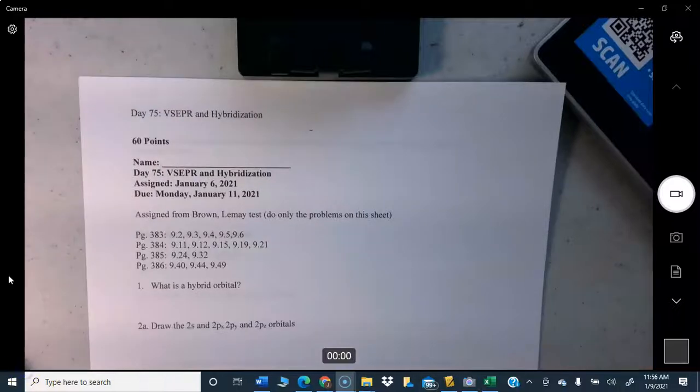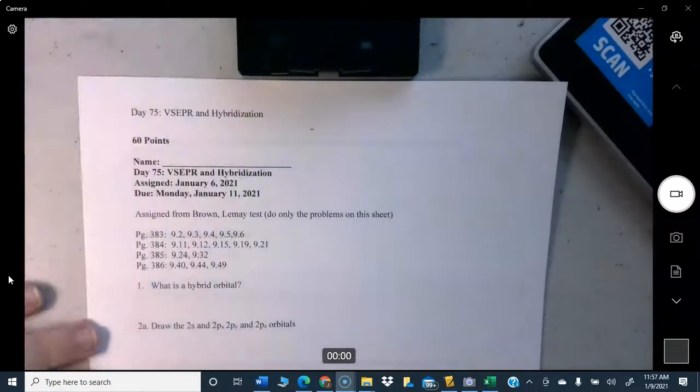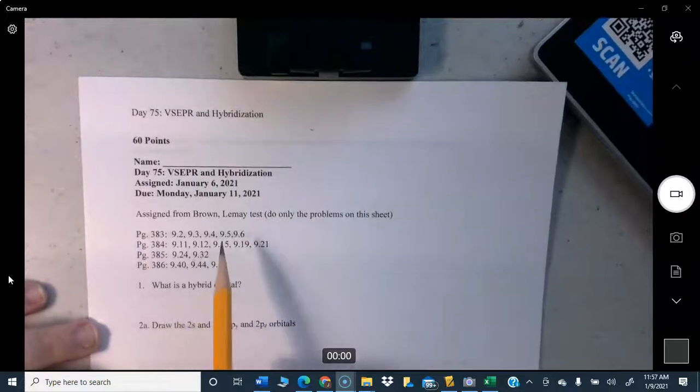All right, Advanced Placement Chemistry. This is a day 75 assignment dealing with VSEPR and hybridization. And let's go ahead and take a look. These problems, you do not have to do all of these.